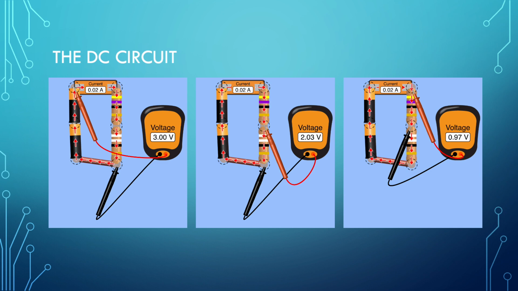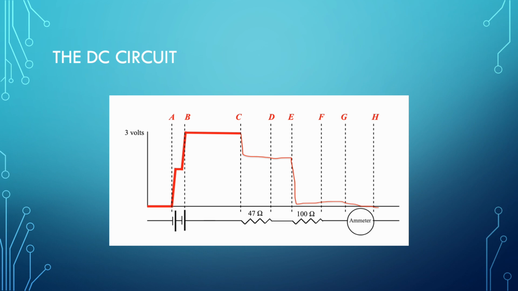But if the red-black order was consistent throughout, we would see that either the 3 would be negative or the 2.03 and the 0.97 would, and that would give us our sum of 0 overall.